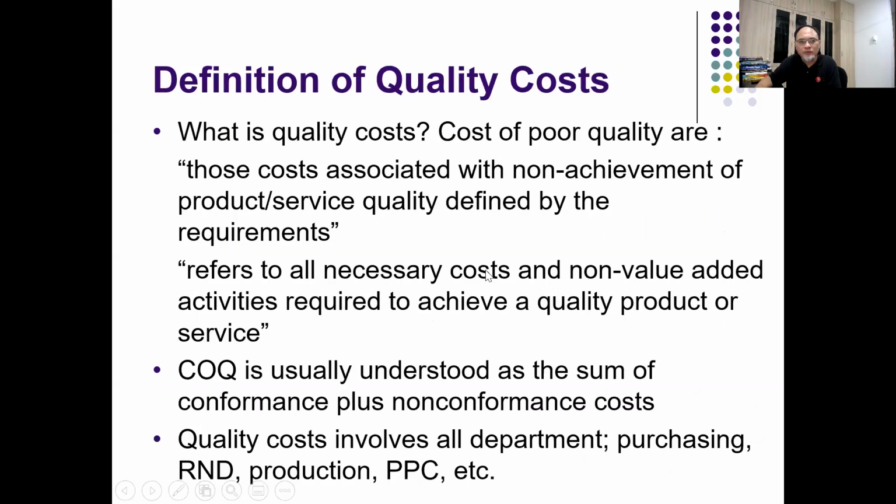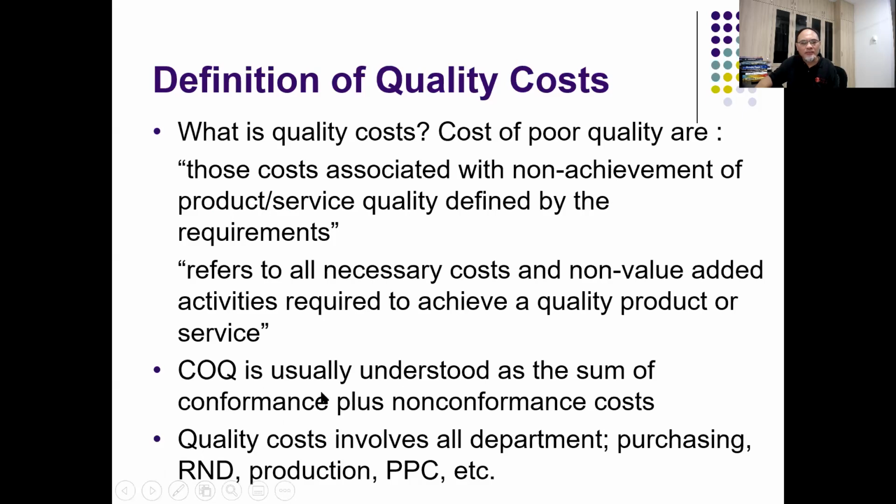I will explain to you a little bit. What is quality cost? Cost of quality are those costs associated with non-achievement of product or service quality defined by the requirements. It refers to all necessary costs and non-value added activities. There are a lot of non-value added activities during the product realization process. In ISO 9000, we call it product realization or service realization, but you can call it operations process, production process, or the making of the product.